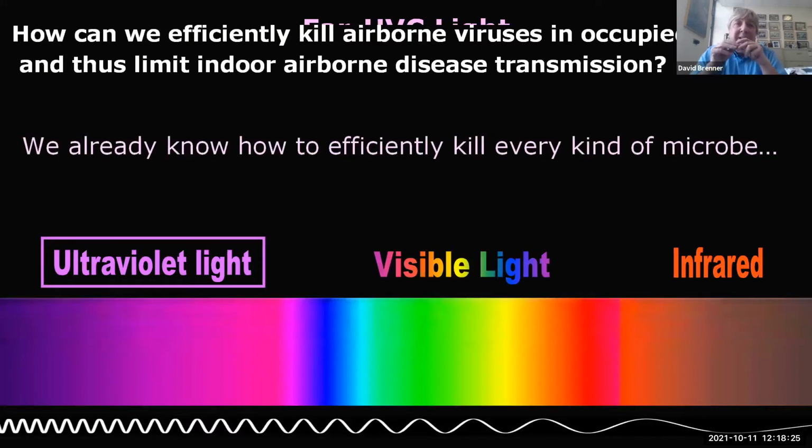So here's my claim: in fact, we already know really well how to effectively kill every kind of microbe, and we've known that for well on 100 years, and that's with ultraviolet light. I don't need to say to this audience what ultraviolet light is. It's just a slightly shorter wavelength than visible light, and infrared on the other side.